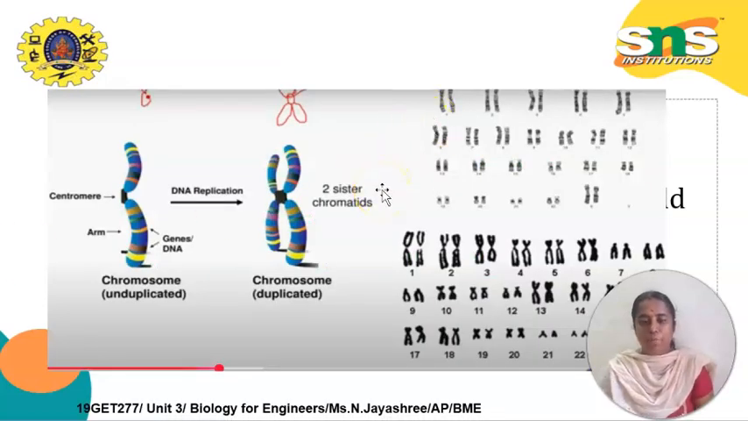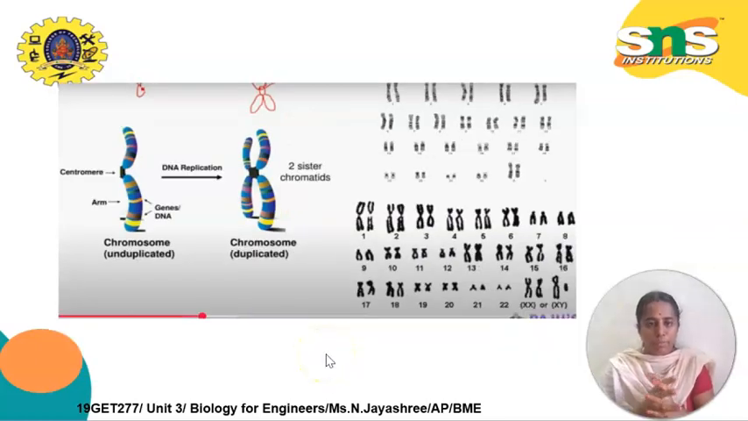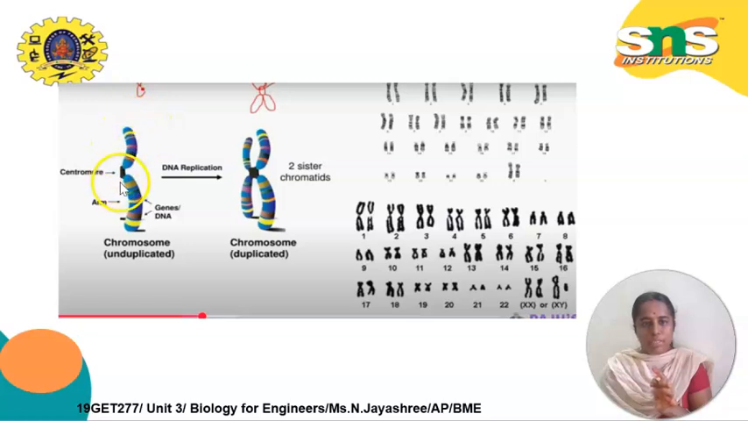Initially, let us see what we mean by chromosome. This is the chromosome, which carries the DNA. Here the centromere is present in the cell. On it, the chromosome is formed, with the top and bottom two chromatids, and this overall structure is what we call a chromosome.